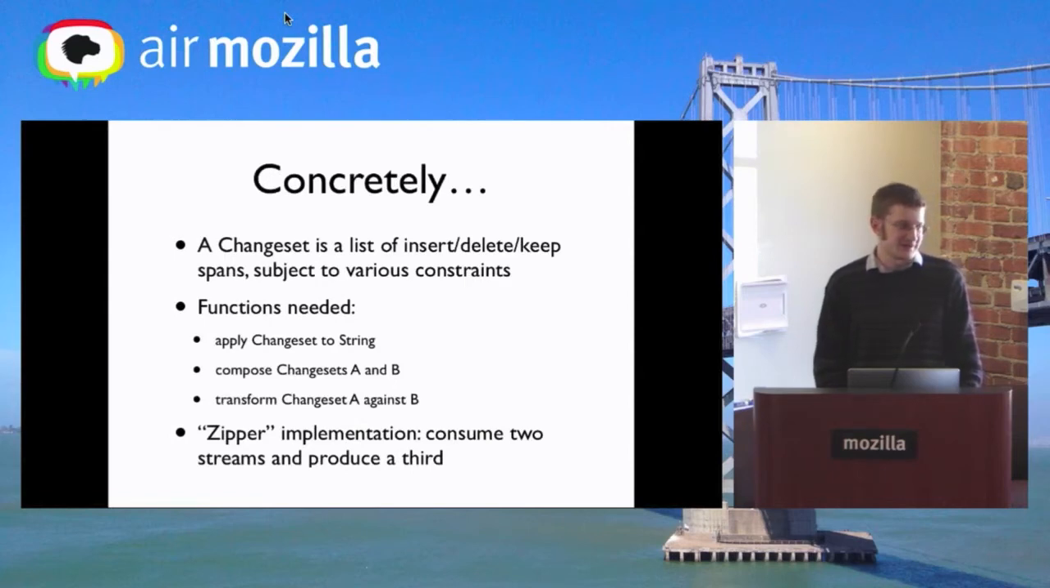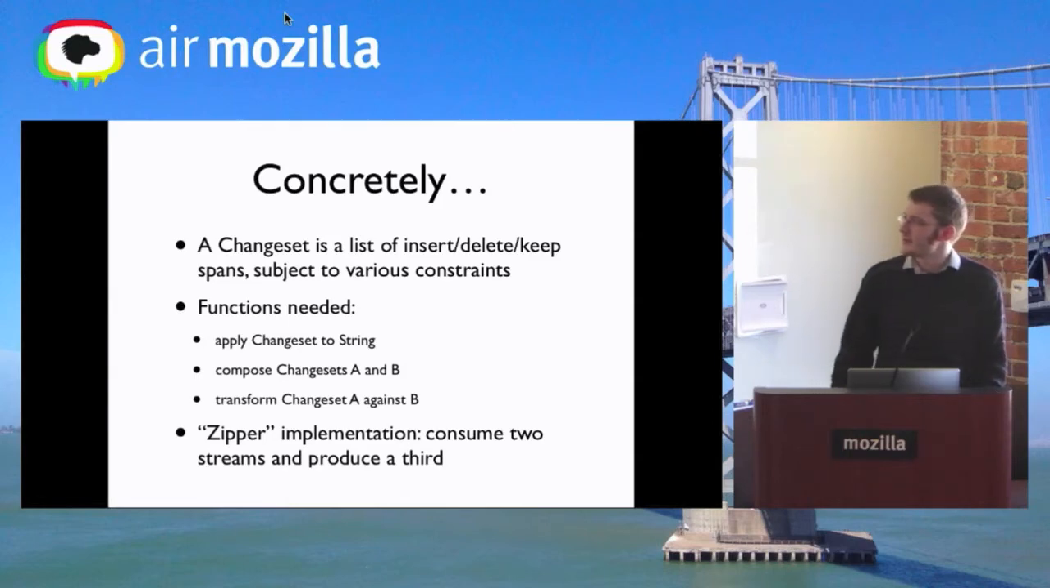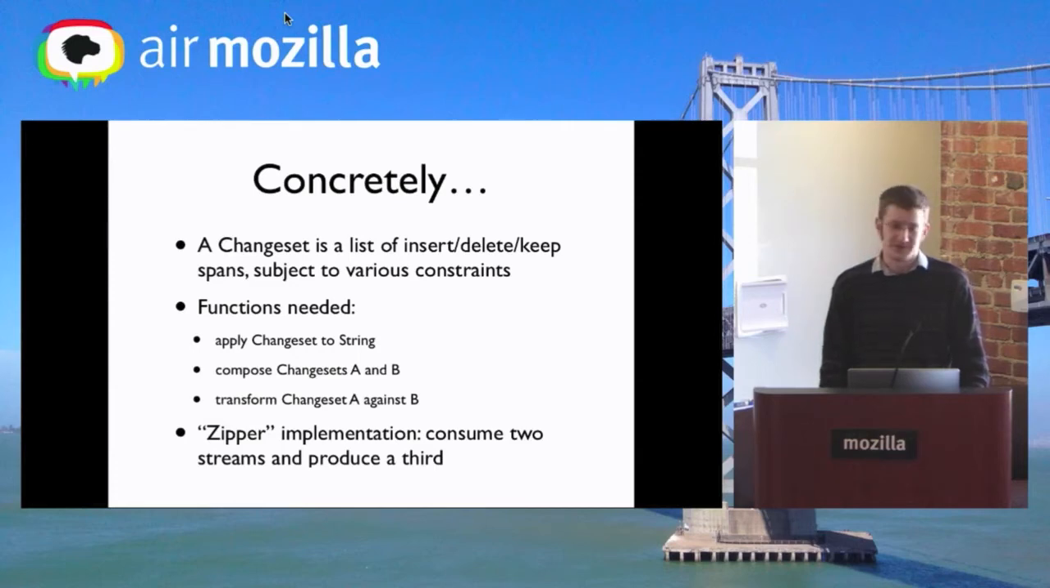Concretely, a change set, in all the ways I've ever represented it in code, is a list of spans of text that are either inserted, deleted, or kept in the course of applying the change set. These are spans of some number of characters, and there are various constraints of the kind I described. The functions you need to implement are: how do you apply a change set to a string? How do you compose change sets A and B? And how do you transform change set A against change set B?